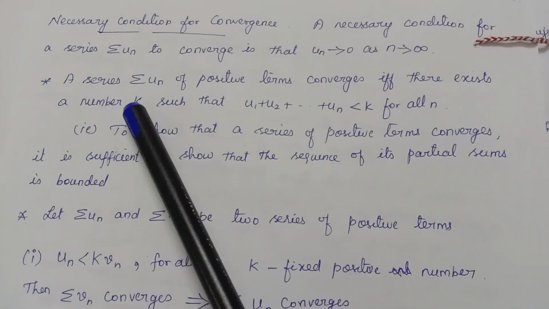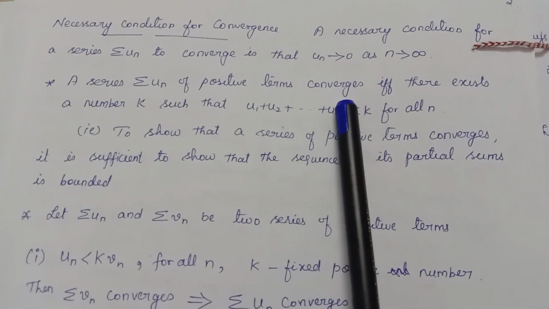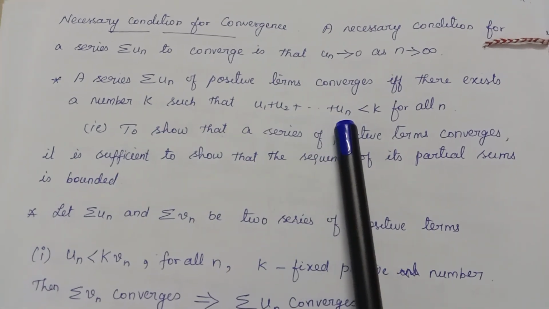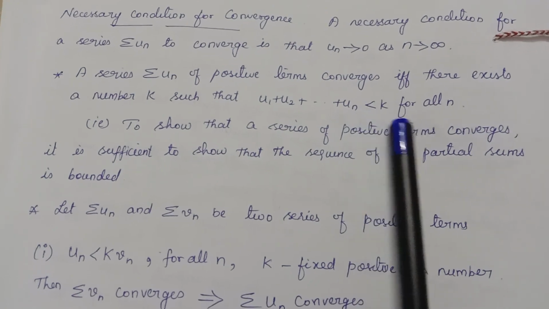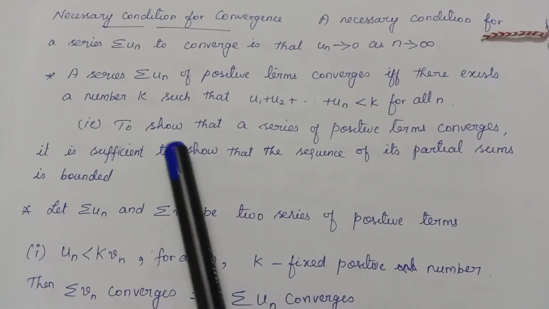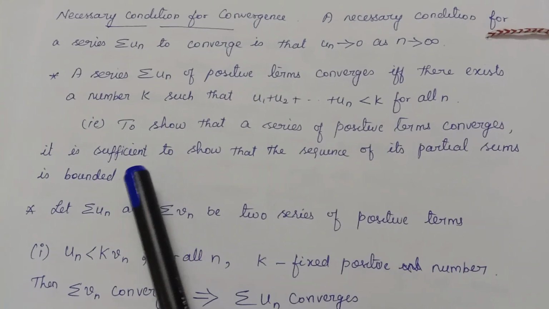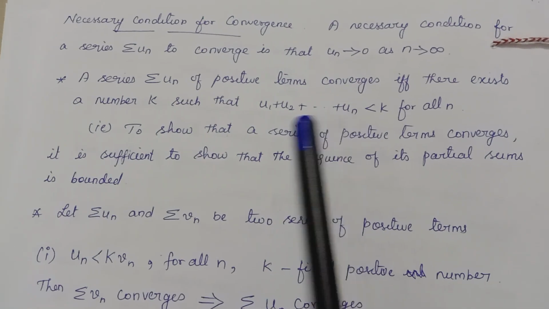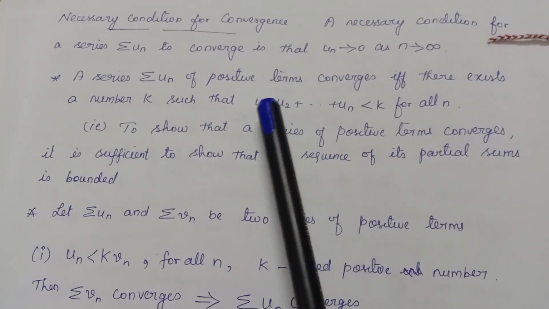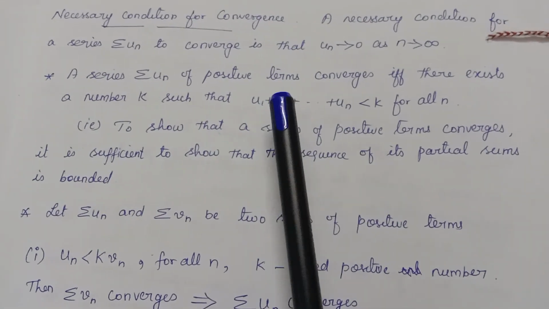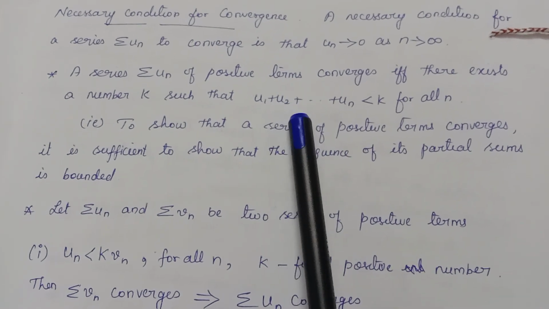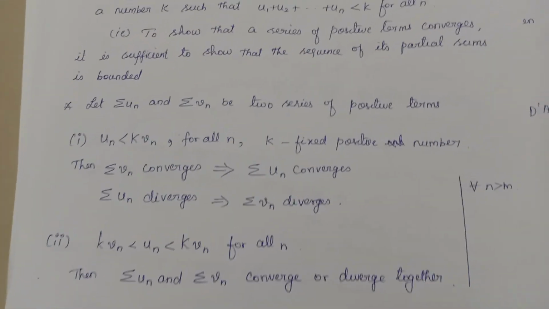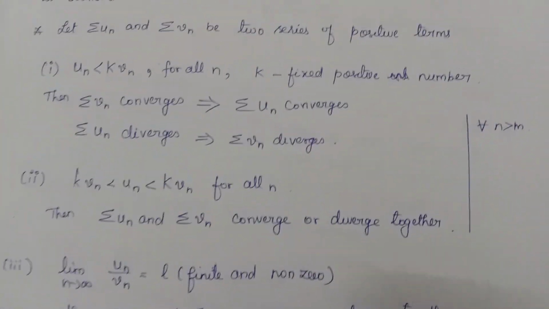Next, a series of positive terms converges if and only if there exists a number k such that u1 plus u2 plus u3 plus etc. plus un is less than k for all n. That is, for showing that a series of positive terms is convergent, it is enough to show that the sequence of its partial sums is bounded. This is nothing but the partial sum only. So for proving a series of positive terms is convergent, it is enough to prove the sequence of partial sums is bounded. Next, I have some comparison tests for checking convergence.